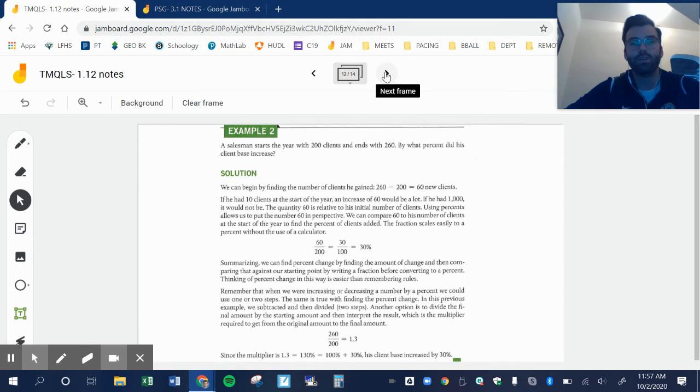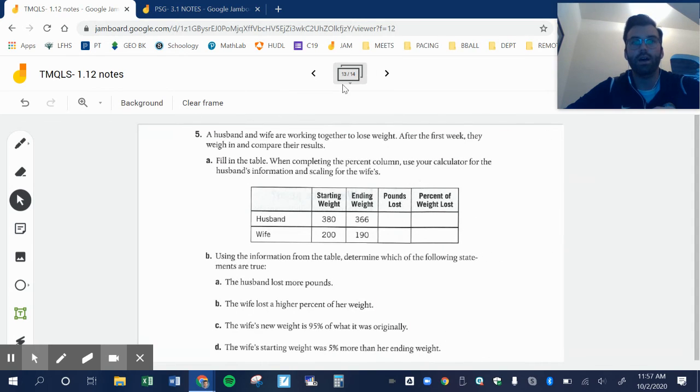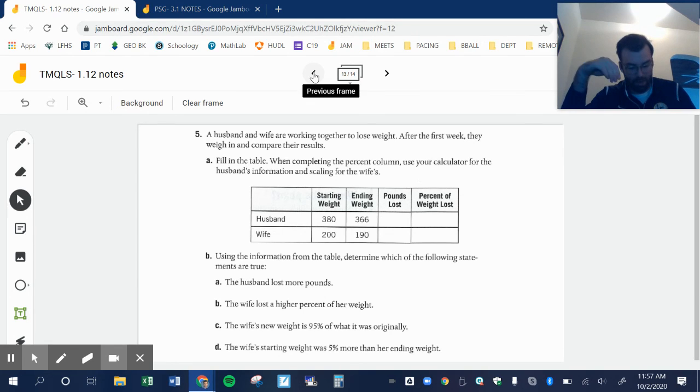So the book gives you a chart on how to calculate each, on how it works. But we always want to do our final value divided by our initial value. All right, so we want to fill in the table.